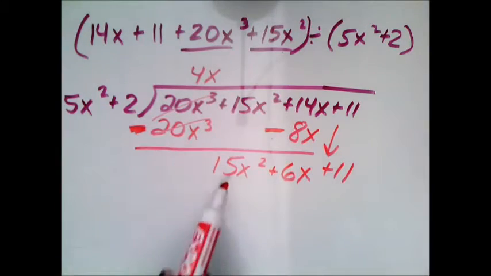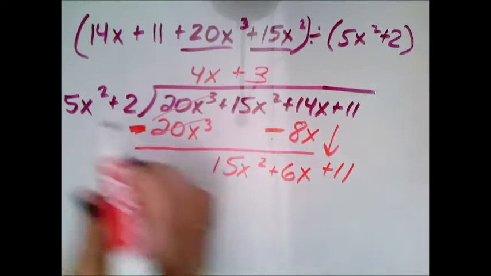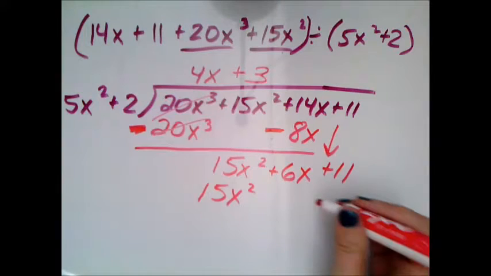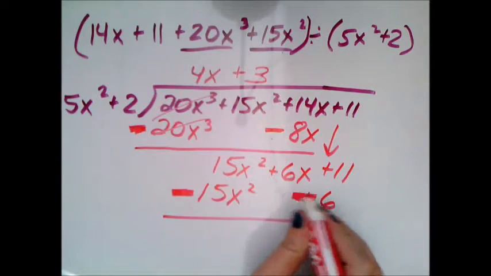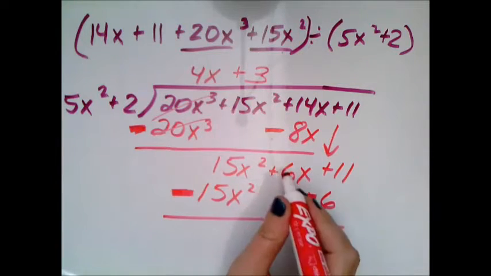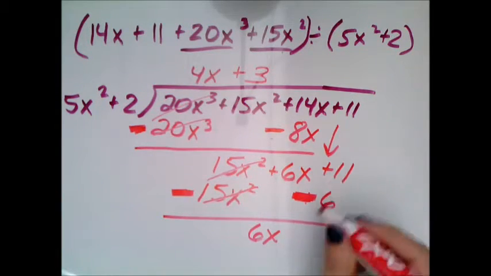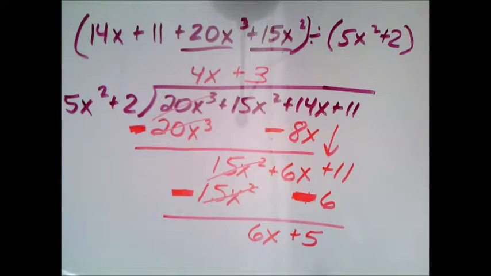Alright, then how many times does 5x squared go into this, or what do I have to multiply by it? It looks like 3. So 3 times 5x squared gives me 15x squared, and 3 times 2 gives me 6. And next step is subtract, which means I'm minusing both of those. So these cancel. 6x minus nothing is 6x, and 11 minus 6 is 5. Alright, there's nothing else to bring down. What does that mean about 6x plus 5? Is that it's my remainder.